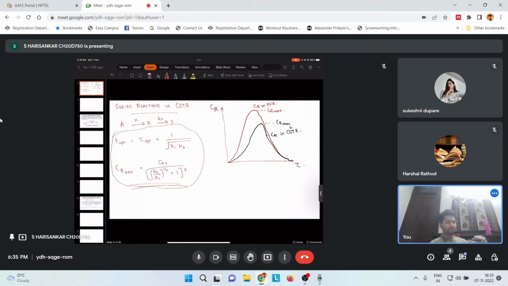So you can see there is a difference in the maximum concentration of R with respect to PFR and CSTR. Because we have learned, for a positive order reaction, PFR will always give you a better conversion compared to CSTR. So you can see that difference in the maximum concentrations for PFR and CSTR with this graphical plot as well. And the optimum time also.